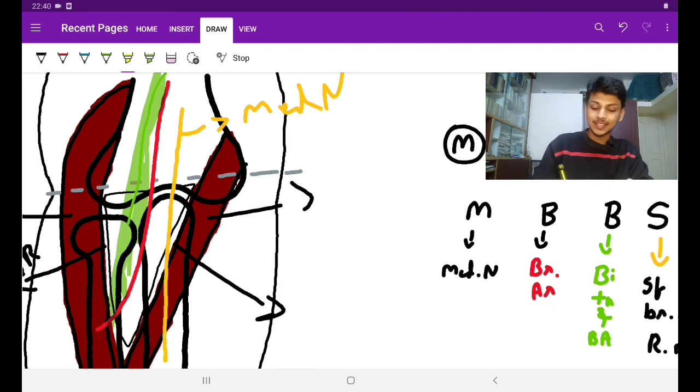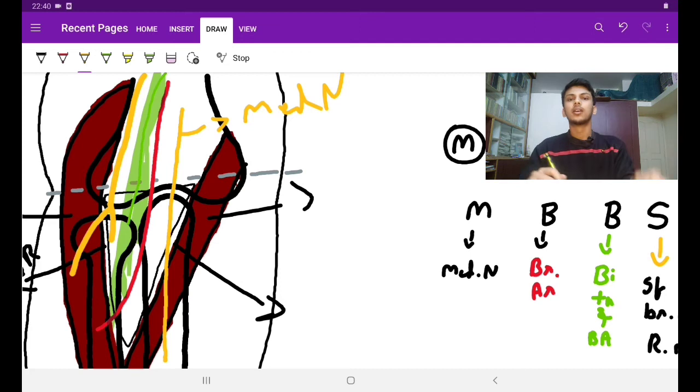And after that, what is S? S is called the superficial branch of radial nerve. Basically, the radial nerve is also coming here, isn't it? Now, if that radial nerve is coming, guys, just see here. That radial nerve is coming here and giving a superficial branch here, and it is also giving the posterior interosseous nerve too.